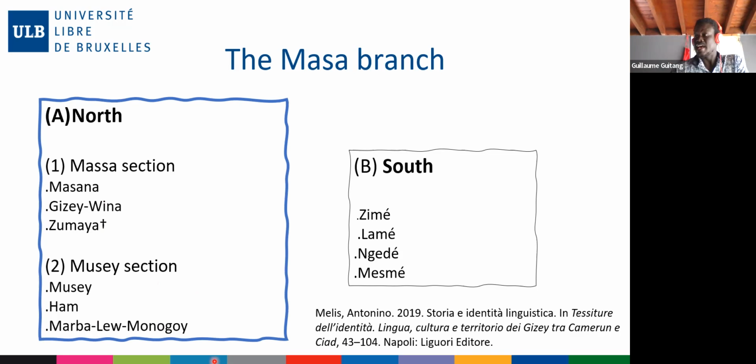Now, the languages of the northern group, the Masa languages, are mostly underdescribed, and some of them are not described at all. It is the case, for example, of Ham, which is totally not described, and Melis has rightly pointed out that this is a language that might be in real danger. And for those languages that have had some descriptions, as you would expect, the literature is generally very fragmentary.